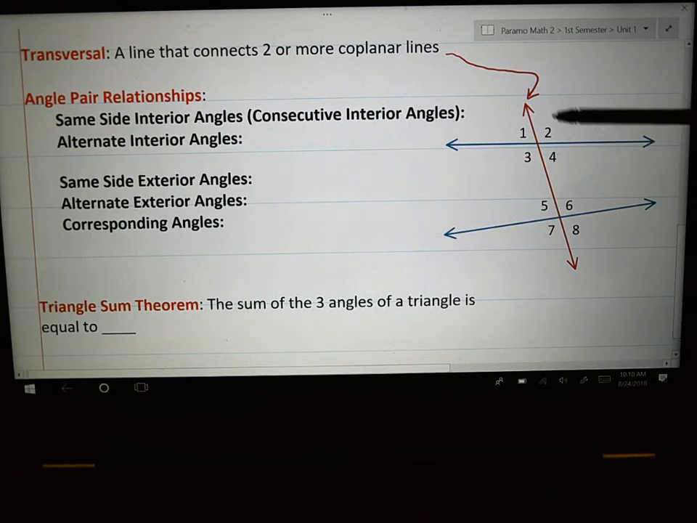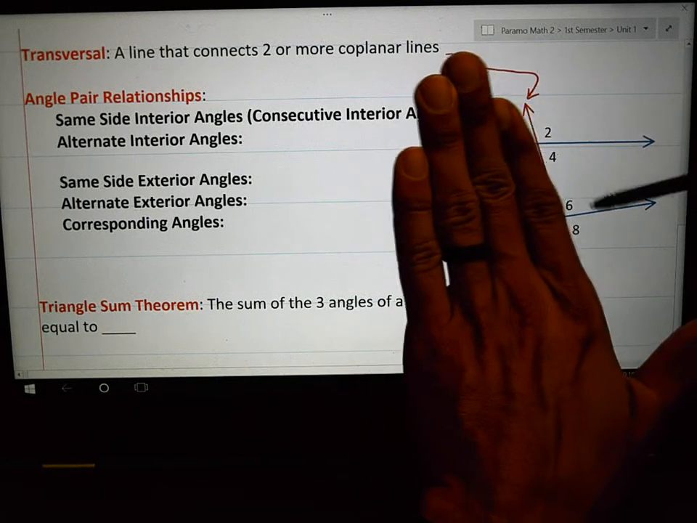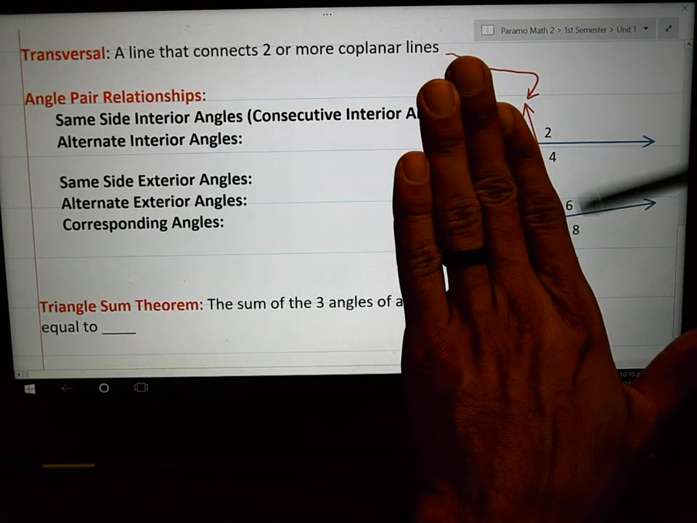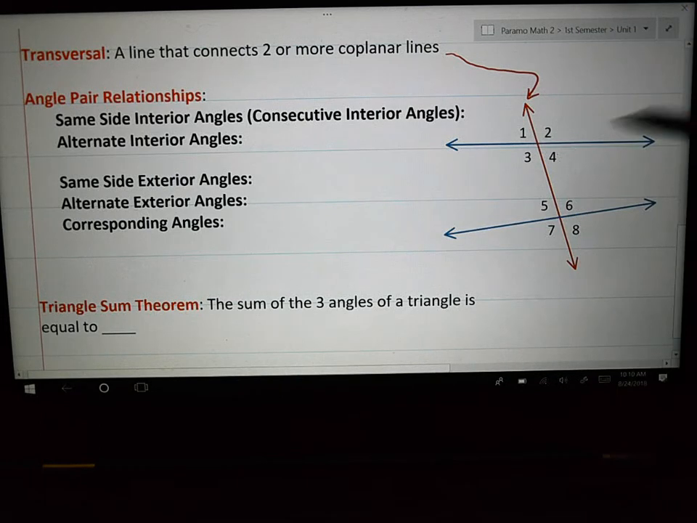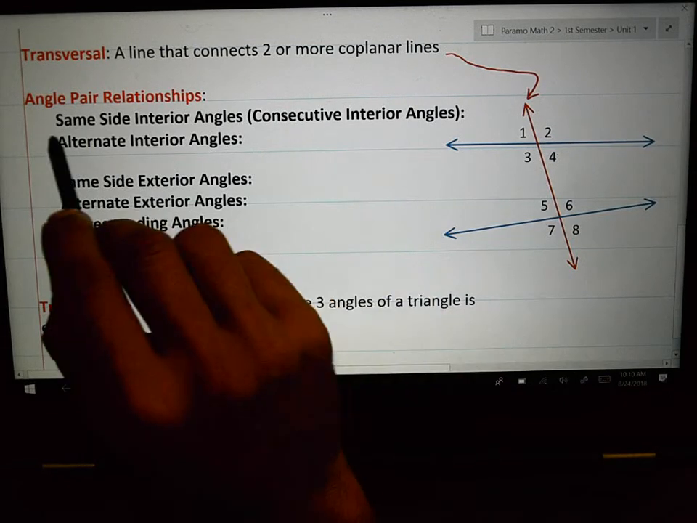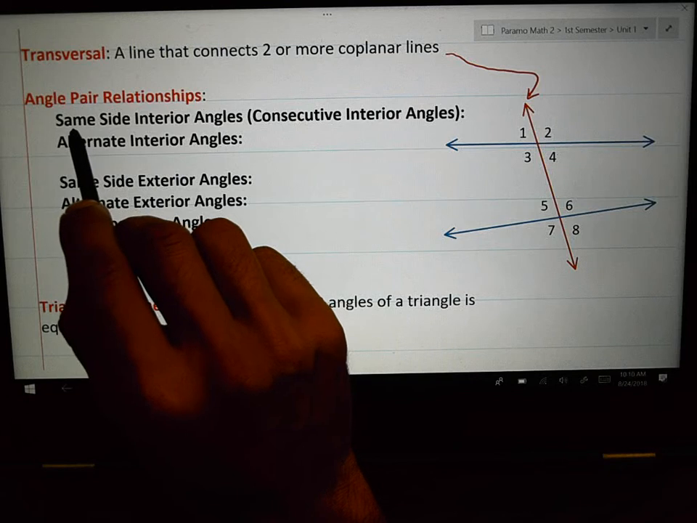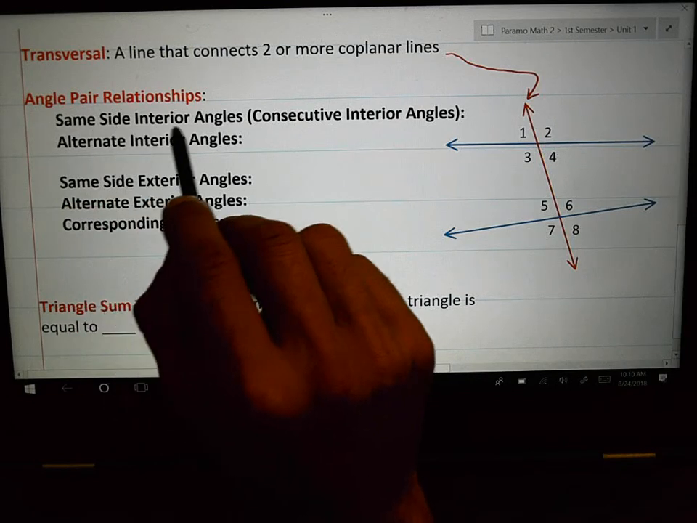When we talk about the transversal, there's same side of the transversal, and then there's alternate sides of the transversal. Alternate means one on one side, one on the other. I alternate. Pick from one, pick from the other. Alternate legs when you're doing exercises. That's what that means.